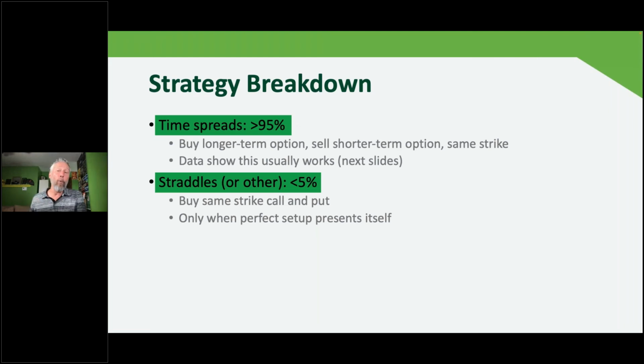The other times we use straddles or some other strategy. Straddles are often weak when it comes to earnings because of the implied volatility buildup leading up to earnings. But when we do our yes/no test, we'll show that there are times, less than 5% of the time, when some other strategy works. Mostly, we're going to stick to time spread. So let's look at why.